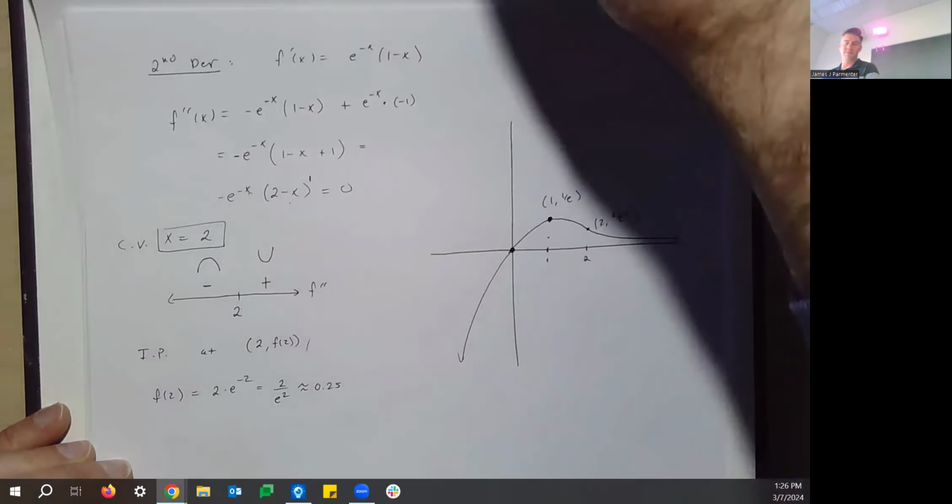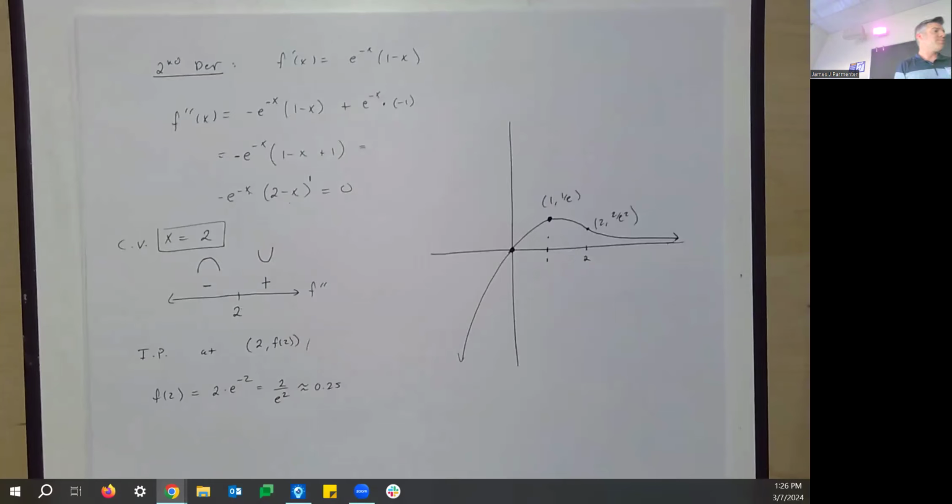Okay, so that's pretty much the process for graphing things. Oh, we should do one more. I got one other graph in mind. We'll do one more and then we will move on to greener pastures.